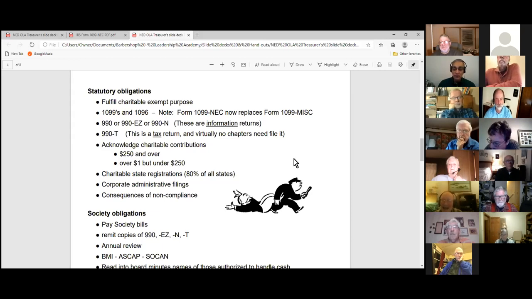I used to do every state in the union. It was more than 10 years ago. I don't remember the form numbers in the other states.